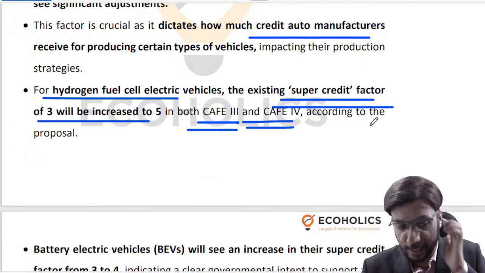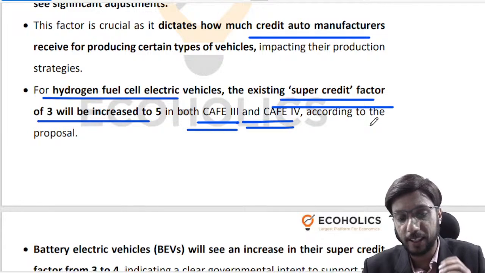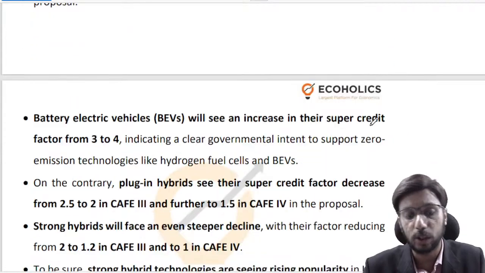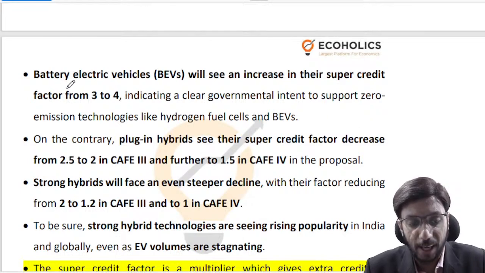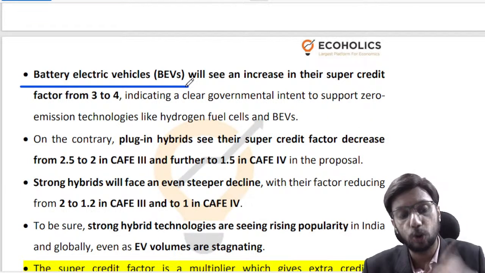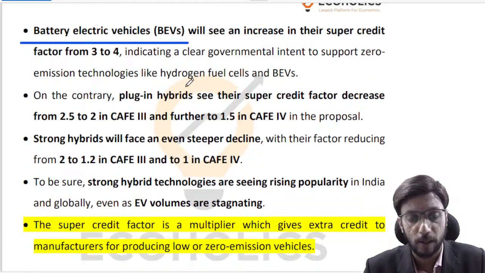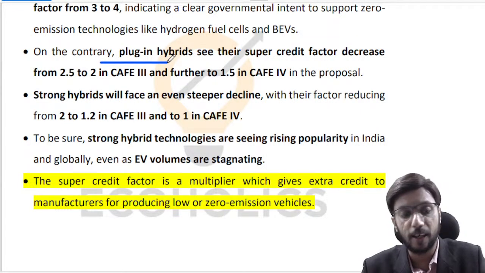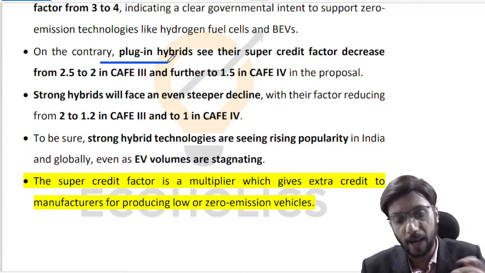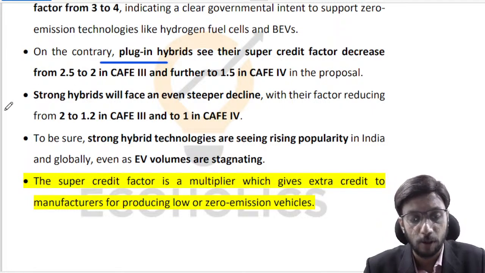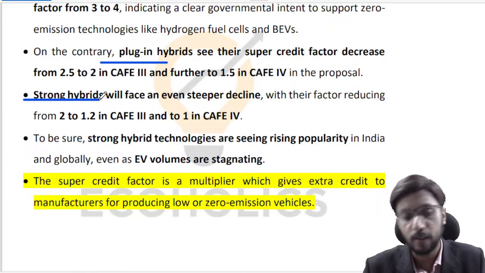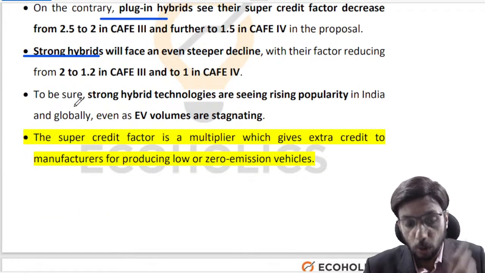So for hydrogen fuel cell vehicles, we have increased the super credit factor from, let us say, 3 to 5 in both CAFE 3 and CAFE 4. For battery electric vehicles, we have increased the super credit factor from 3 to 4, right? For plug-in hybrids, we have decreased the super credit factor from 2.5 to 2 and further to 1.5 in CAFE 4. For strong hybrids, we have reduced the super credit factor from 2 to 1.2 and further to 1 in CAFE 4, right? So why are we doing this?